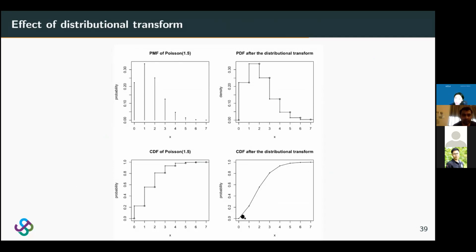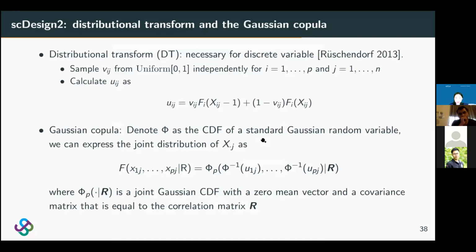What it essentially does is uniformly distribute the probability mass at 0 over the interval from 0 to 1, so you have a uniform density here. You will also distribute the probability mass at 1 uniformly over 1 to 2, so you will have a uniform density here. With this, you're essentially converting a discrete random variable to a continuous random variable. And that's the CDF. So with this transformation, every gene i in cell j, Xij, is converted to Uij, a random variable between 0 and 1.